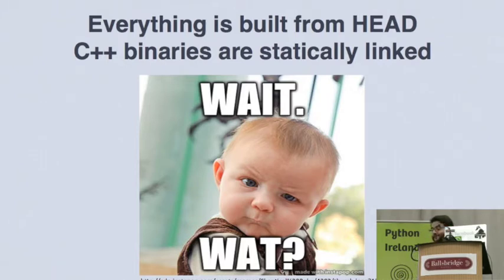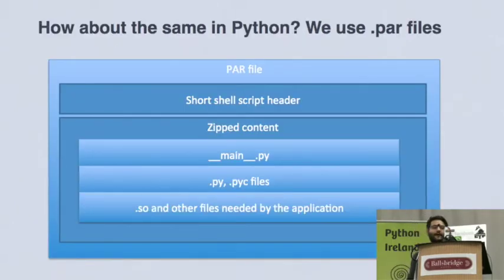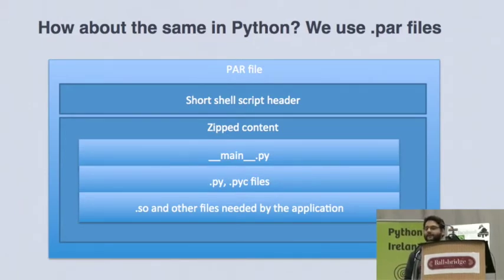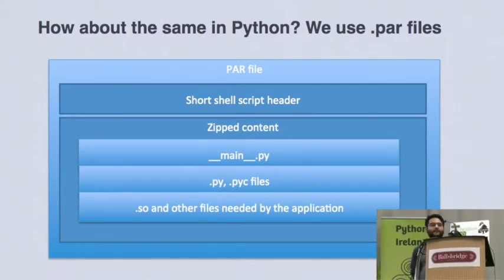So this is obviously for C++, but how do we achieve the same in Python? We basically use what we call PAR files. PAR is an acronym for Python archive. It's not like a new technology, to be honest. You can find some people already using the same technology.